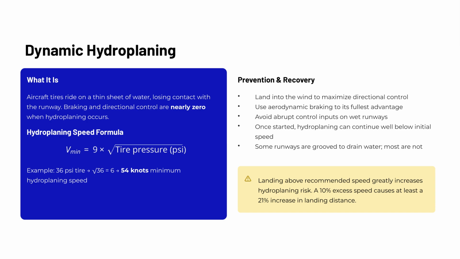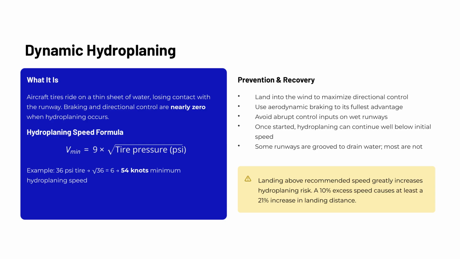The hydroplaning speed formula gives you a critical reference point. Take the square root of your tire's inflation pressure in PSI and multiply by 9. For a tire inflated to 36 psi, that's the square root of 36, which is 6, multiplied by 9, giving you 54 knots as the minimum speed at which hydroplaning can begin. Prevention starts before touchdown.